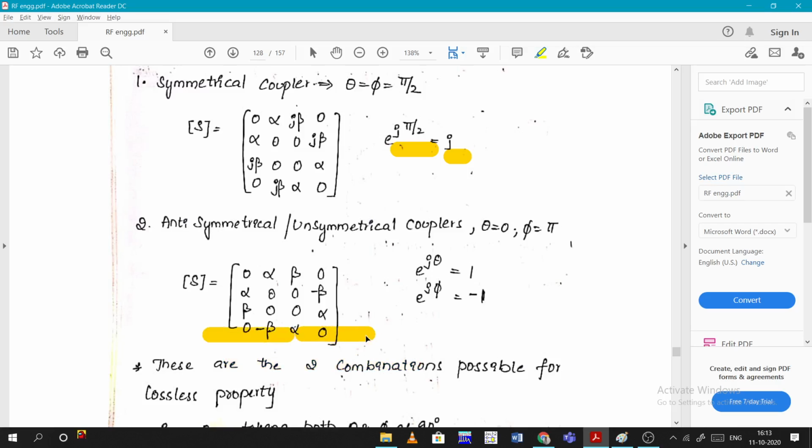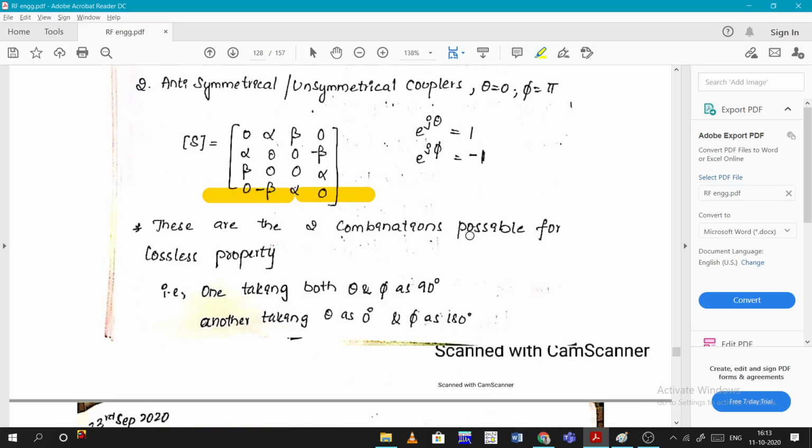So these are the two combinations possible for the lossless property. What we can conclude from here is that to satisfy the lossless property in directional couplers, there are only two ways: either we give theta and phi as 90 degrees, or we take theta equal to 0 and phi as 180.